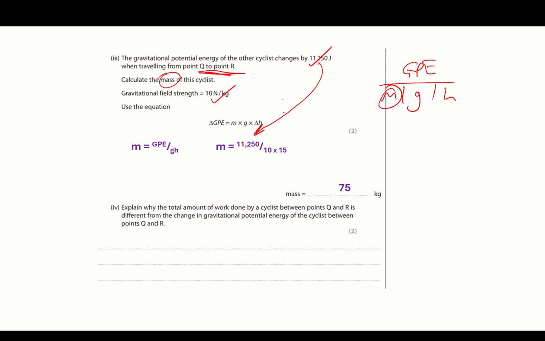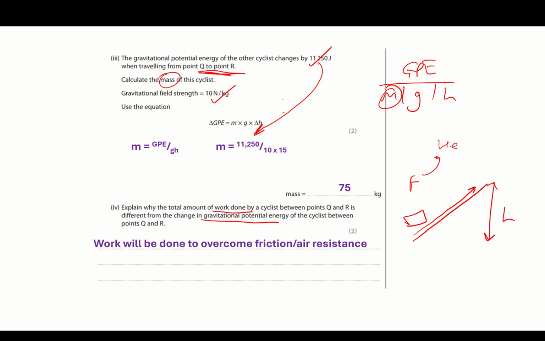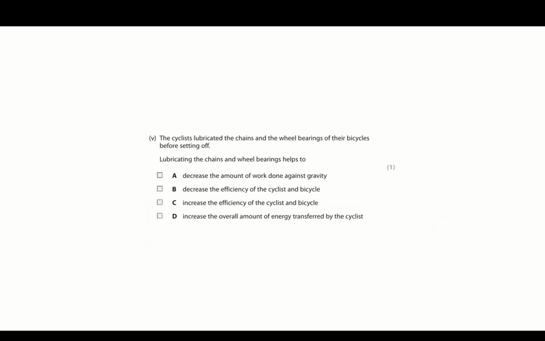Explain why the total amount of work done by the cyclist is different to the change in GPE. So what we're going to have is the cyclist is going, say, up a slope. They're going to have to provide some work to go over that total slope. They're going to have this height here, but as they're doing it, there's going to be some friction, and that's going to make some heat energy that will dissipate into the air. So work will be done to overcome friction or air resistance. This creates thermal energy, your old favourite, which will be dissipated into the air.